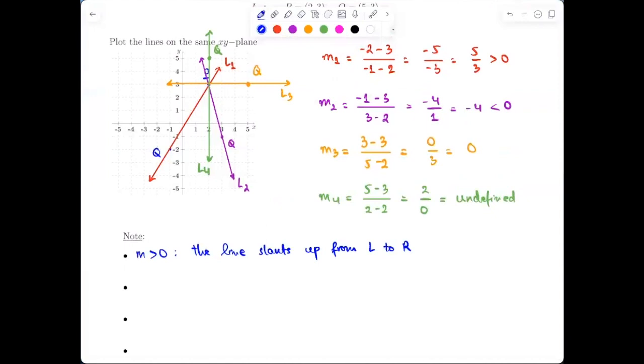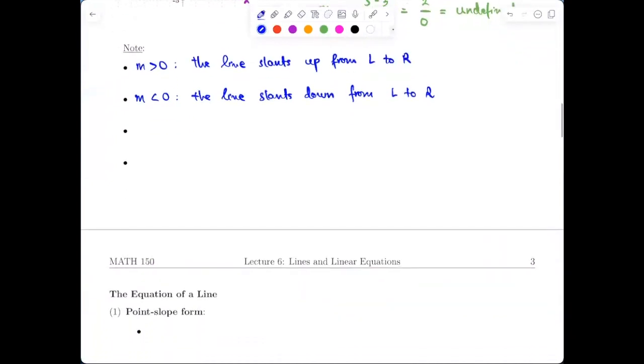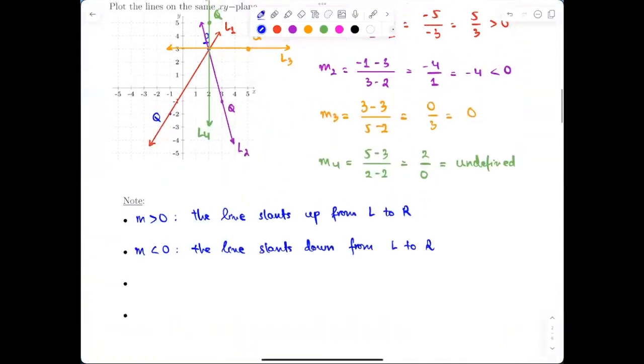You look at the red line, it just goes up, right? Up from left to right. When m is less than 0, the line slants down from left to right. So it matches up with the purple line, the line is going down from left to right.